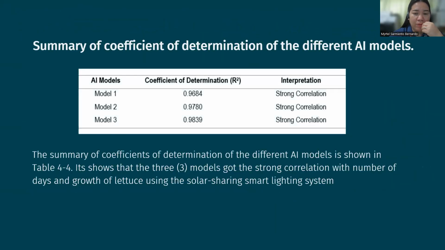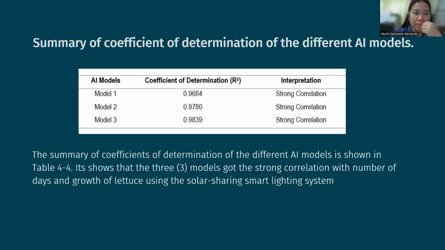And we have the summary of the coefficient of determination of the different AI models. Model 1 has 0.9684. Model 2 has 0.9778. Model 3 has 0.9839, which shows it has a strong correlation with the number of days and rows of lettuce using the solar sharing smart lighting system.